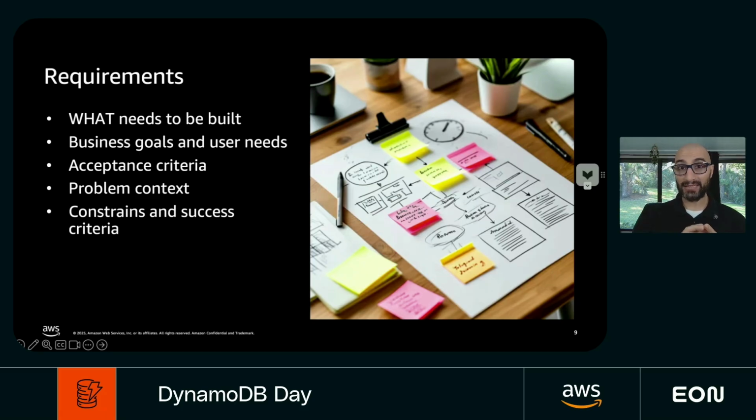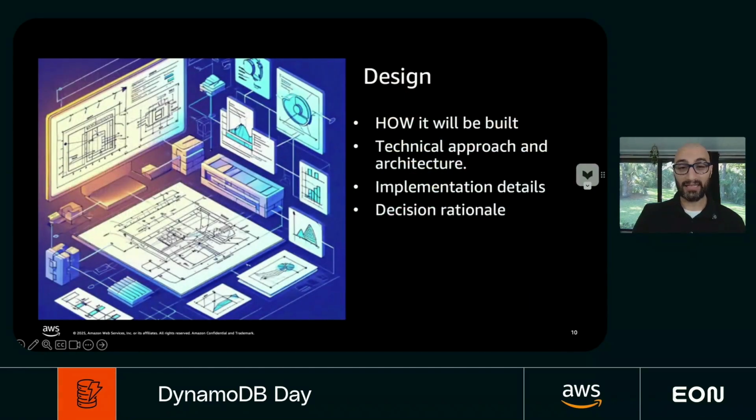The first file is called the requirements, which tell us what needs to be built. The business goals and what are the user needs. It contains the acceptance criteria, all the problem context, and if we have any constraint and the success criteria. This is the only information that it has. It's very business related.